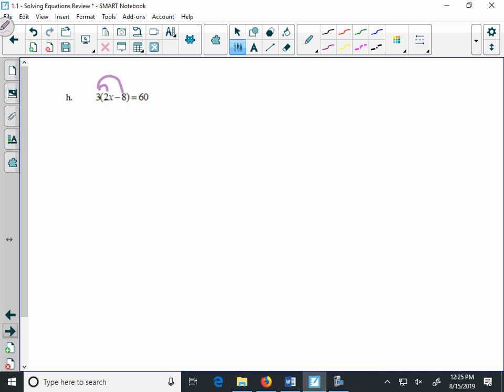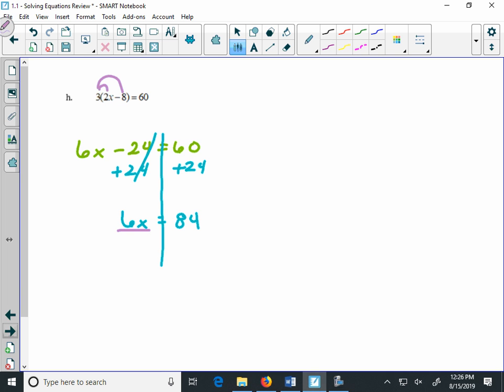3 times 2x is 6x. 3 times negative 8, 24. And again, it's just 2 steps. What do we have to do with the 24 to get x by itself? Do opposite. 6x is equal to 60 plus 24. 84. And then to get x by itself, 84 divided by 6. 14.